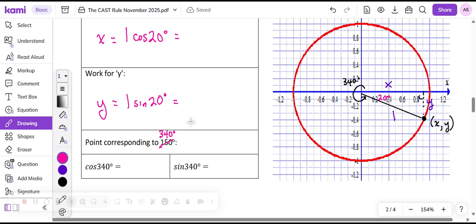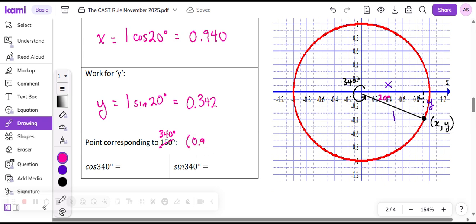0.939 does round to 0.940 to 3 decimal places. If you wrote 0.939, it's not the end of the world. Sine 20 is 0.342. Those are those side lengths. But what point is that? We've got to just think carefully. We're in the positive x direction, but in this quadrant, y values are negative. So it'll be negative 0.342 for the y.